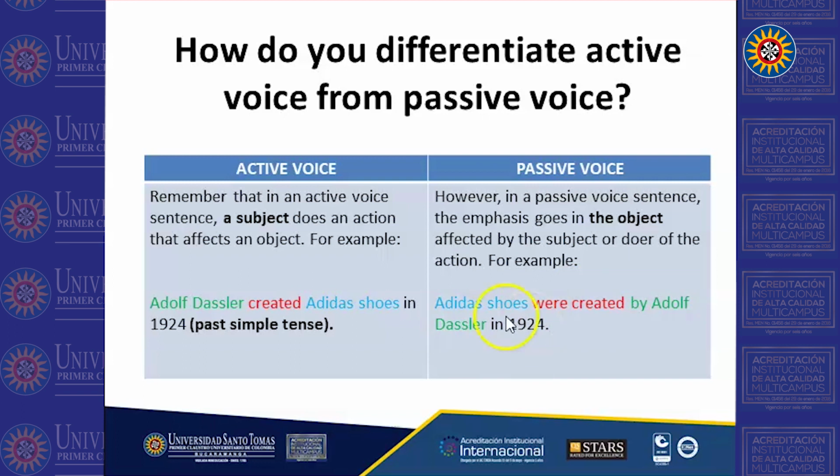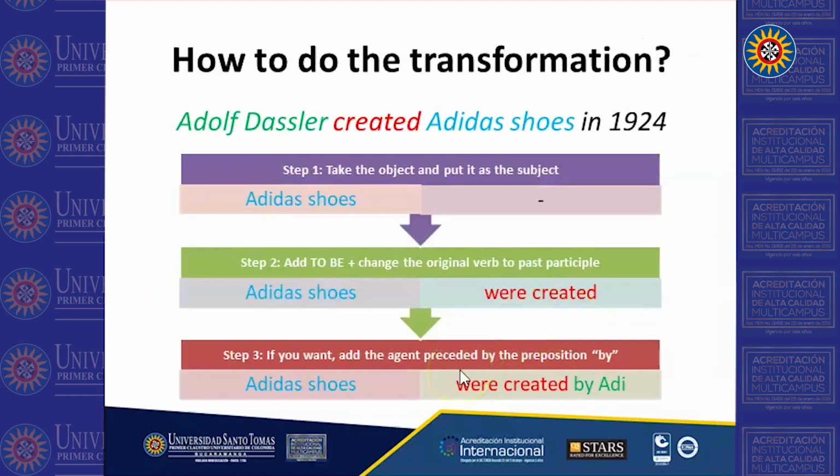If you notice, we pretty much rearranged the order of the elements in the sentence. In this particular case, we used the verb to be plus a verb in past participle. Remember that here we are reviewing passive voice in the past tense. So in this example, you'll see the transformation process step by step. At the top of the chart, I'm showing you active voice: Mr. Dassler created Adidas in 1924. How do we change it to passive?